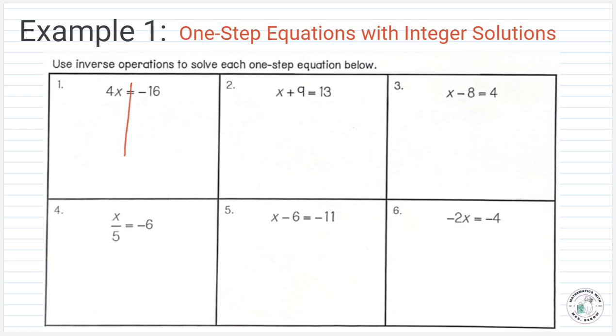It's not something you have to do, but I know a lot of my students like to do that to, again, keep things visually neat, and they can actually see what's happening to both sides of that equal sign. So that would be my first step. So 4x equals negative 16.